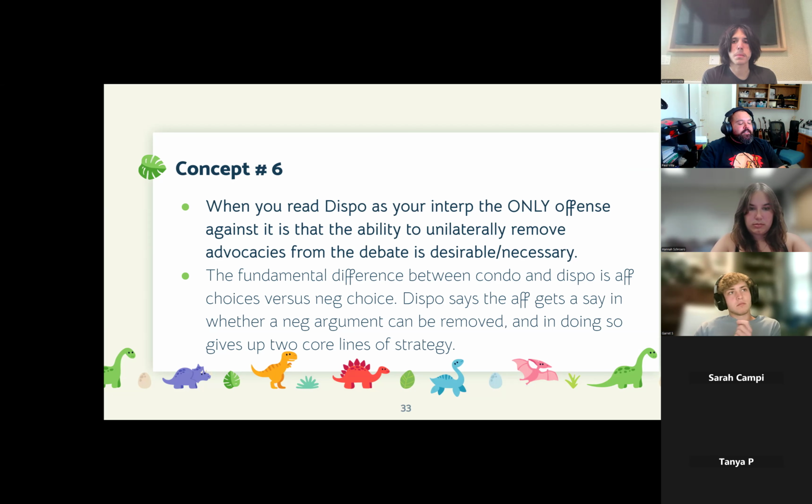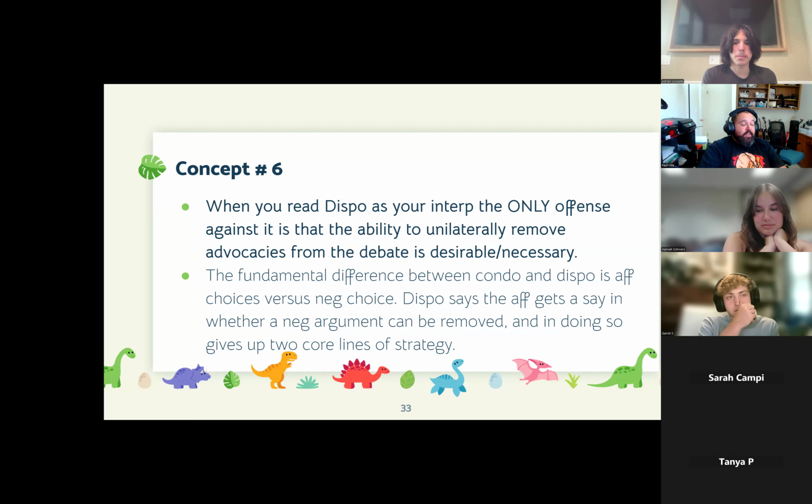What they're trying to say is some teams would be like, we're dispo, and the disposition is we can kick it if you do this or this or this. And what teams will do is be like, oh, we're dispo, but we can kick it if you read defense or offense against it. So you're condo. Like, you know what I mean? They're really just trying to do rhetorical sleight of hand.